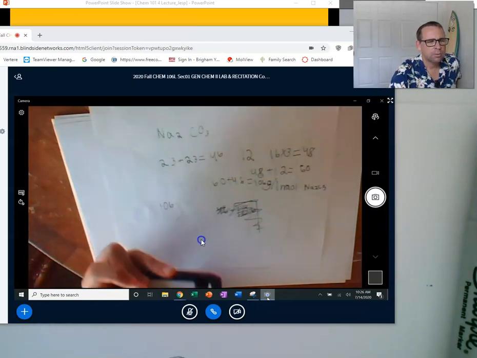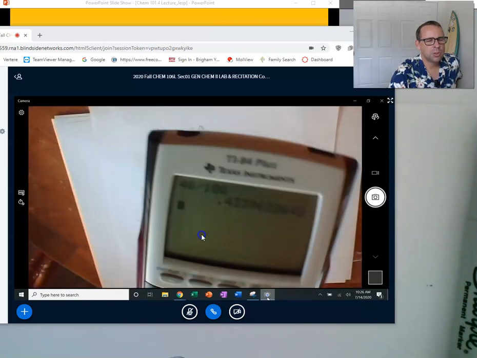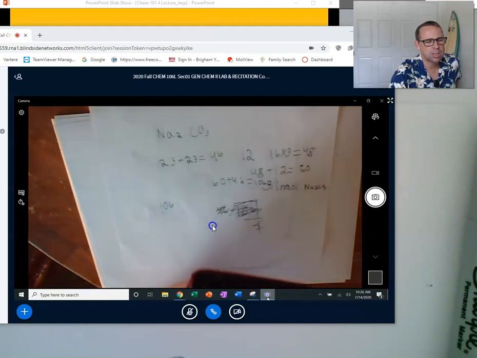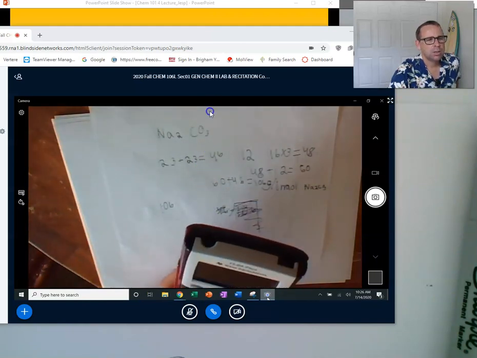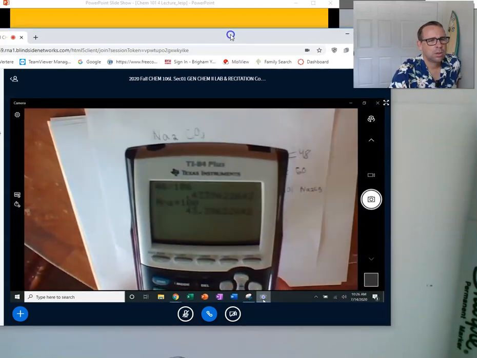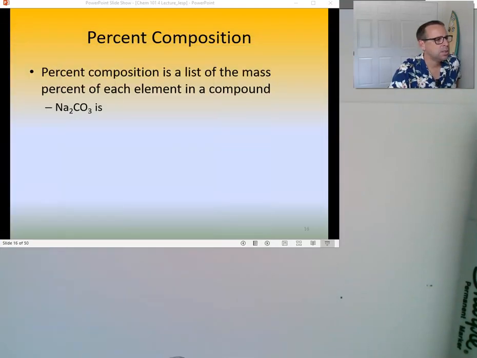Okay, very good. Now, if you multiply that by 100, that will turn into a percentage. 43.3. Very good. Excellent. So let's go back to the other screen now. And we see that sodium, like you did the calculations, is 43.4% of the sodium carbonate.